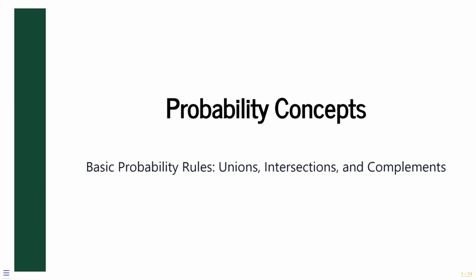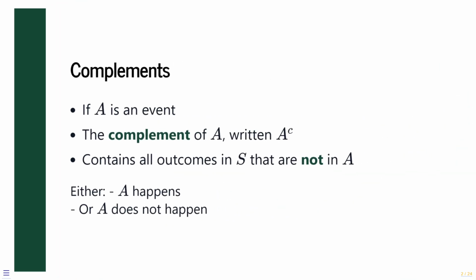We now turn to complements and the complement rule, one of the most useful basic tools in probability. If we define an event A, then its complement, written A superscript C, consists of all outcomes in the sample space that are not in A. In everyday language, either the event happens or it does not happen. There is no third possibility. Because those two possibilities together exhaust the entire sample space, their probabilities must add to 1. This simple idea gives us a powerful shortcut for solving many probability problems.